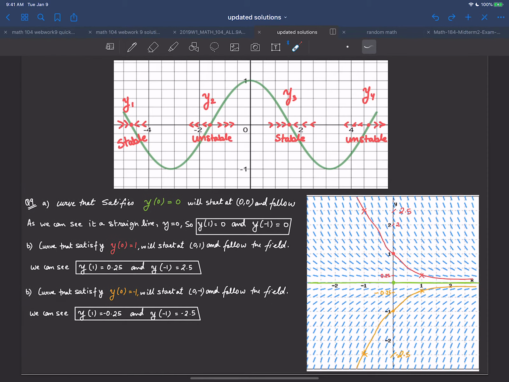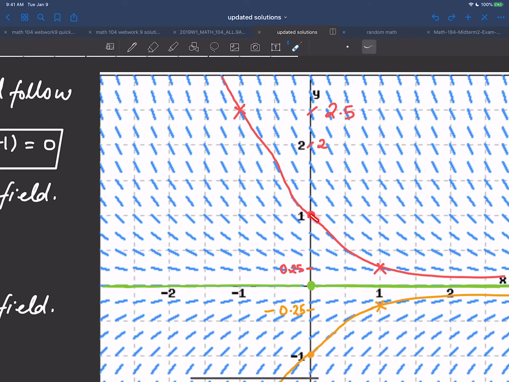Okay, so that was an easy catch here. Now if you start at 0, 1 here for this line, which is going to be this point, where you're going to end up is you got to follow the slope field. So if you follow these lines here and you go along with it, this side is going to look something like this.